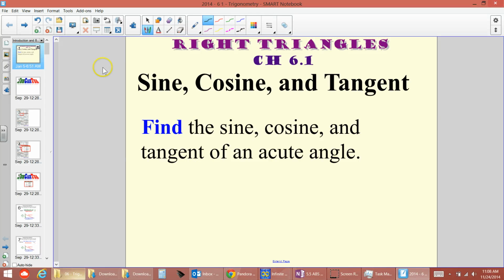Okay, this is 6.1 trigonometry. We're going to cover sine, cosine, and tangent for right triangle trig. Basically, we have to have a right triangle in order for this to work. But I want you to pay attention to sine, cosine, and tangent.